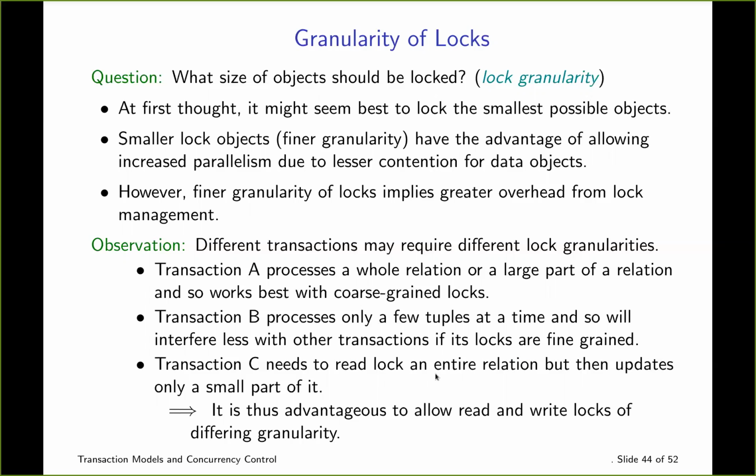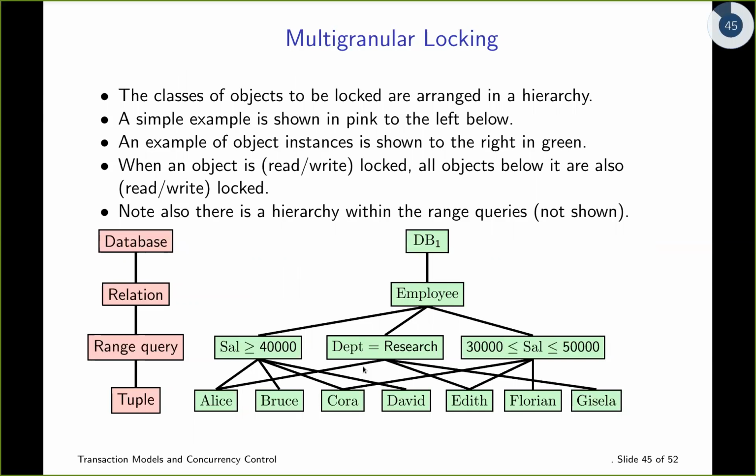So basically, it's advantageous to somehow support both coarse and fine-grained locks under the same system. And what we can do is actually do that with what's called multi-granular locking. So let's just look at this right here. Let's say the object that can be locked can be either the full database, a relation, a range query, or a single tuple.